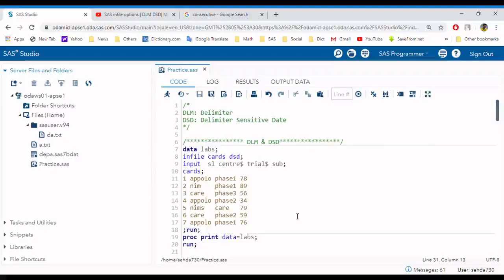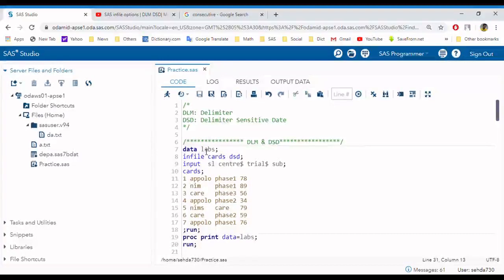Hi guys, so let's understand DLM and DSD. DLM stands for delimiter, DSD stands for delimiter sensitive data. So what is actually a delimiter? Delimiter means to limit something, to tell the size that this is the limit. We use these two options when we have to read the raw data using infile and input. Okay, so we have an example over here.